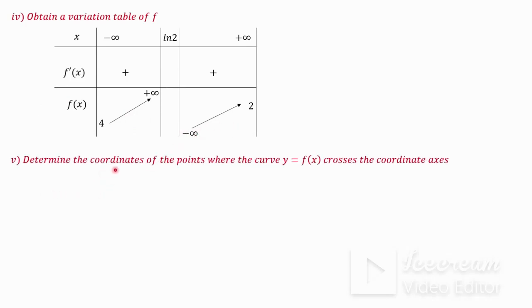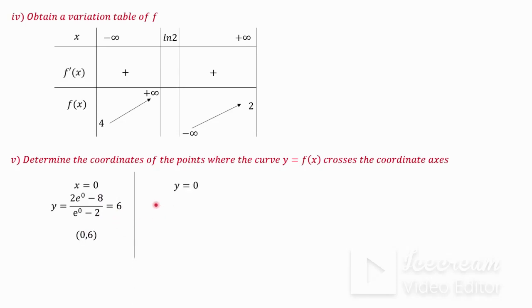The Roman asks us to determine the coordinates of the points where the curve y equals f of x crosses the coordinate axes. So here we are simply going to obtain the intercepts. What happens when x equals 0? We obtain y equal to 2 exponential of 0 minus 8 divided by exponential of 0 minus 2. Exponential of 0 is 1, so 2 times 1 gives 2, and 2 minus 8 gives negative 6. In the denominator we have 1 minus 2, which gives negative 1. Therefore y is negative 6 divided by negative 1, which gives 6. We therefore obtain the point (0, 6) as the first intercept.